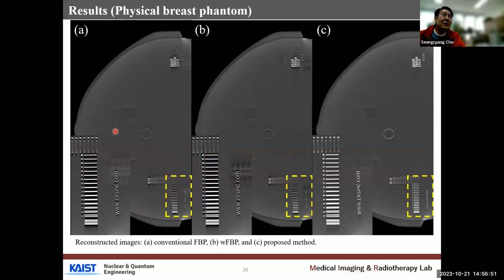On the left, this is the result of conventional filtered back projection. As we have seen earlier, there are ripple artifacts, and also undershoot artifacts over here. As a comparison, we also implemented a weighted filtered back projection, which is another algorithm to address these artifacts. It has successfully removed the ripples to a certain degree, but the undershoots are still there, or even worse. But our proposed method addresses both the undershoot and the ripples.